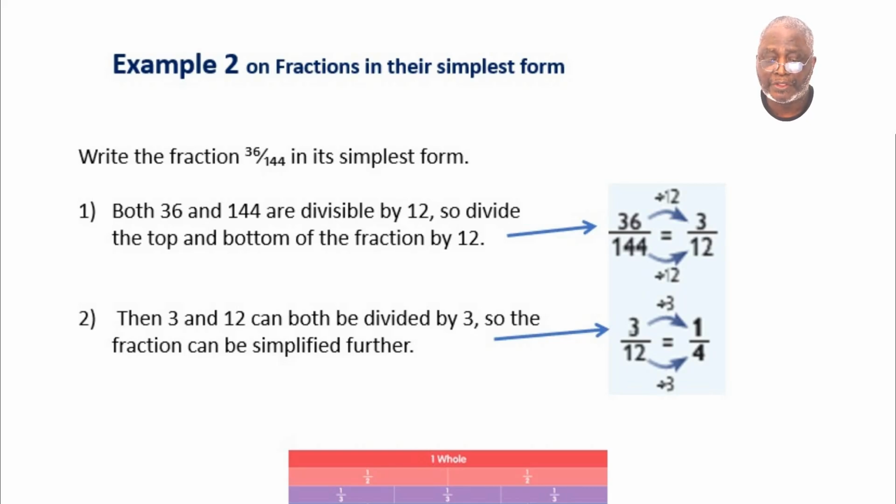But if you look at 3/12, they are still divisible by 3. So 3 divided by 3 is 1, and 12 divided by 3 is 4. So your final answer is 36/144 is equivalent to 1/4. Talking about that, if you're more comfortable with numbers, you can straight divide 36 by 36, 144, and you will get 1/4.